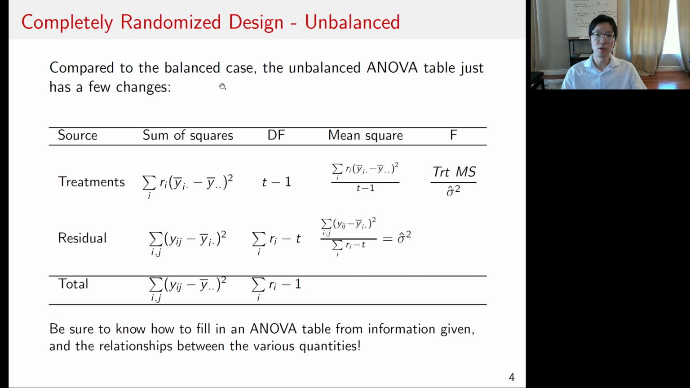Okay, so that's contrast, and then here's the corresponding ANOVA table. It looks very much like the balanced case ANOVA table, except instead of r, you have r sub i. Okay, so that's the ANOVA table, so make sure you know how to fill in the quantities, for example if you're given some incomplete information, that you know how all these quantities are related to each other.